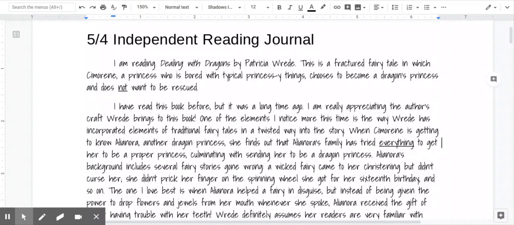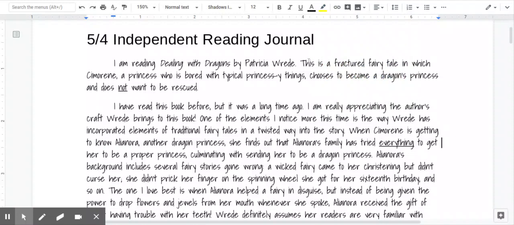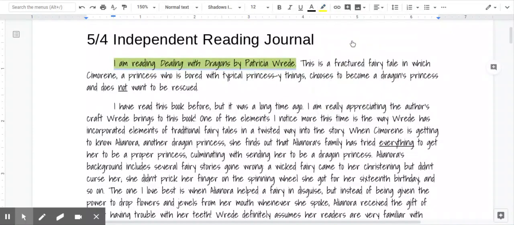So, the first thing you'll see is that I started, and I'm going to highlight it here. Oops, maybe it'll let me. Come on. I started by identifying what book I'm reading and who the author is. Now, for me, this was a little difficult because I'm reading electronically, so I had to click into the author information, but there's usually a screen that tells you that.